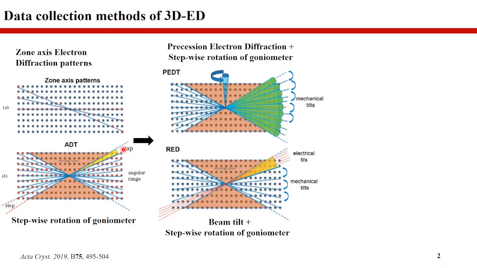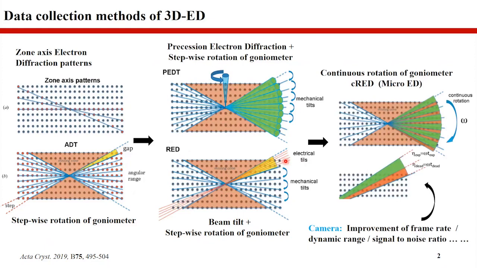Because of the strong interaction between the electrons and the matter, another problem also appears. That is, the electron diffraction process breaks the kinematic relationship between the diffraction intensity and the structure factor. To solve this problem, the precession electron beam was introduced. Better diffraction patterns with fewer dynamic effects could be collected. And then the rotation electron diffraction method, that is the RED method, was also developed. The RED method combines the beam tilt and the goniometer tilt to collect the three-dimensional electron diffraction. Let's compare the ADT and the RED. The RED could fill some of the missing gap.